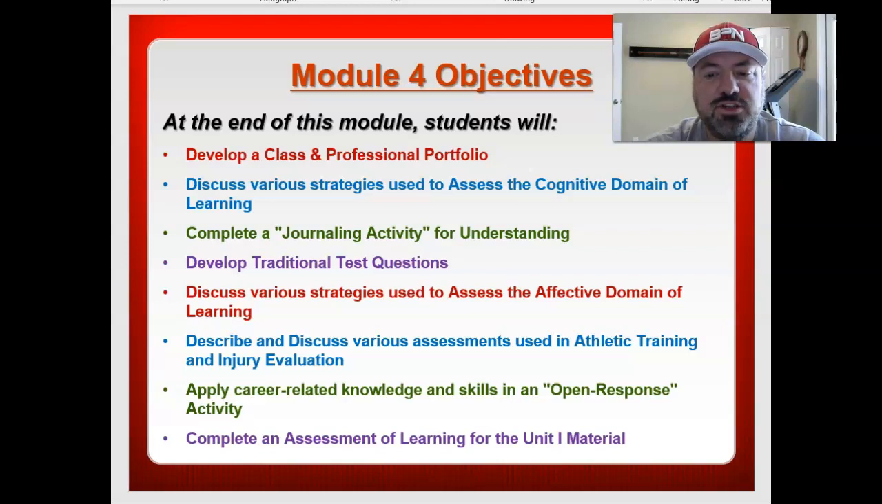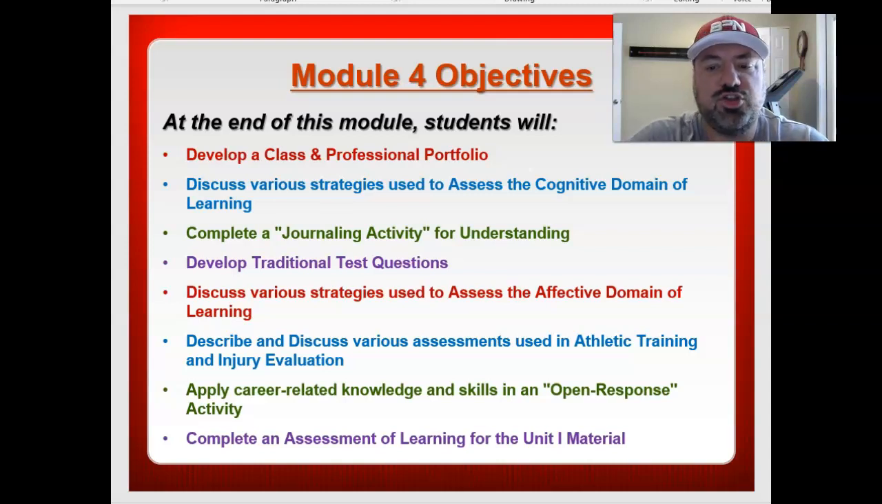We will complete a journaling activity labeled Journaling for Understanding to show you a way we can use this assessment to check for full understanding from our students or participants. We will develop some traditional test questions. These would be selected response questions, maybe some open-ended questions, essay questions, constructed response type questions.